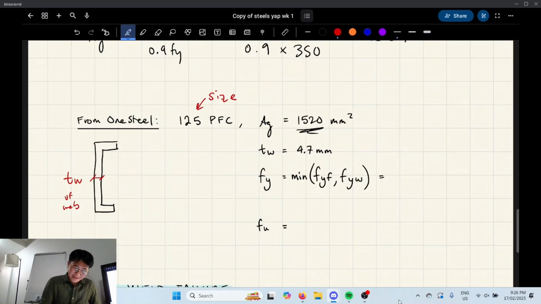That's all, pretty much. So FY for this entire course, whenever you have anything with a flange and a web, we're going to take the minimum of the flange and the web's yield strength. Okay. So why would these differ?